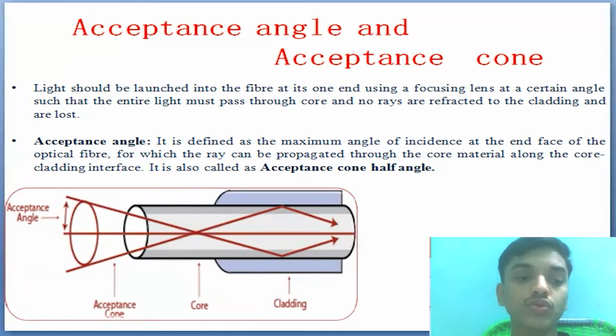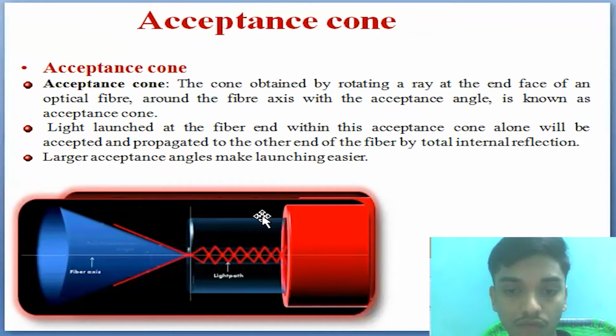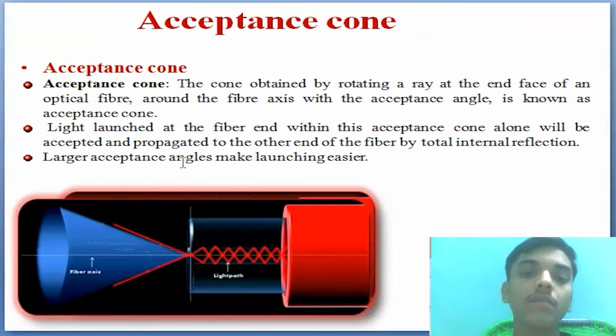Now let us go through acceptance cone. So this is our acceptance cone. As you can see, this is the fiber axis, and this is the light path in zigzag motion as we have described. This is core, this is cladding, and this is the interface of core and cladding. This is the medium from which we should propagate light so that it gets the maximum angle of incidence and total internal reflection. Acceptance cone means the cone obtained by rotating a ray at the end face of an optical fiber around the fiber axis with the acceptance angle.